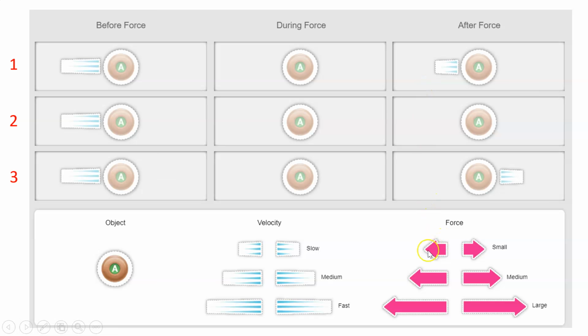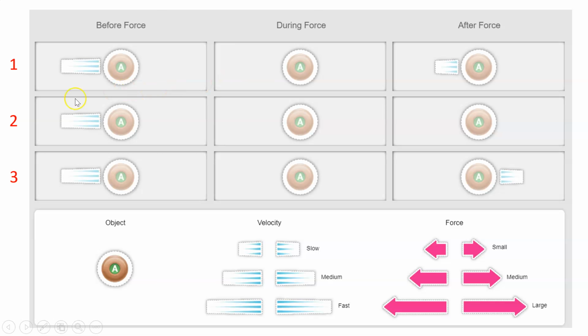I mean, is it this one? Is it this one? This one? This one? Or this one? Draw that force arrow right here, right now. Take a moment to think about it.